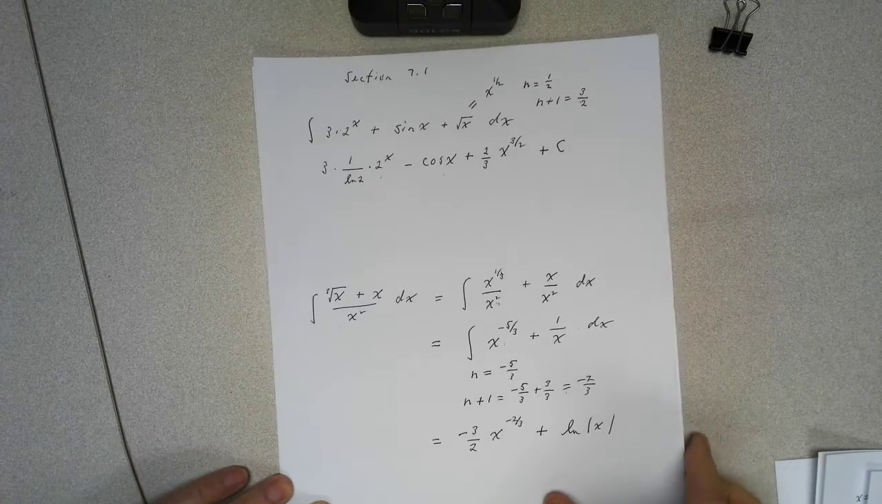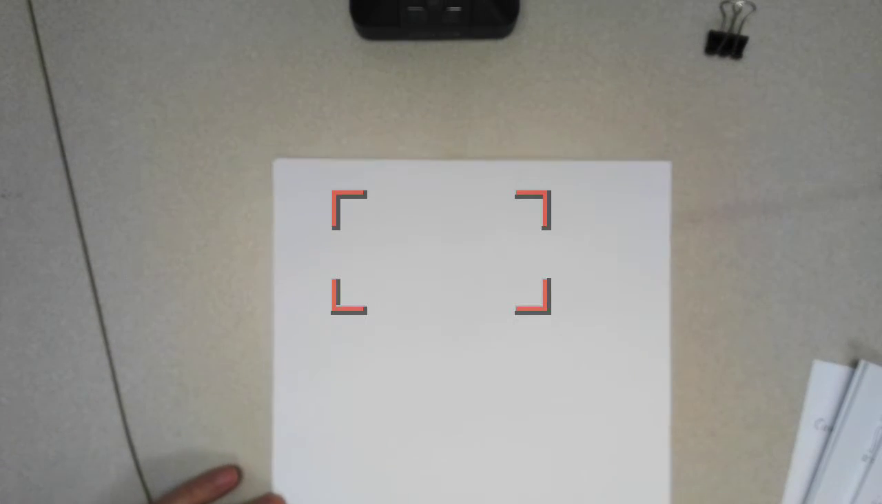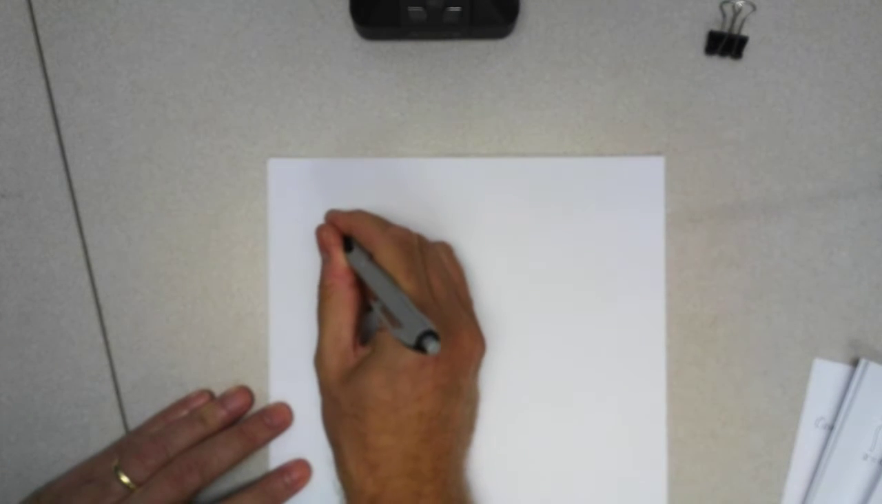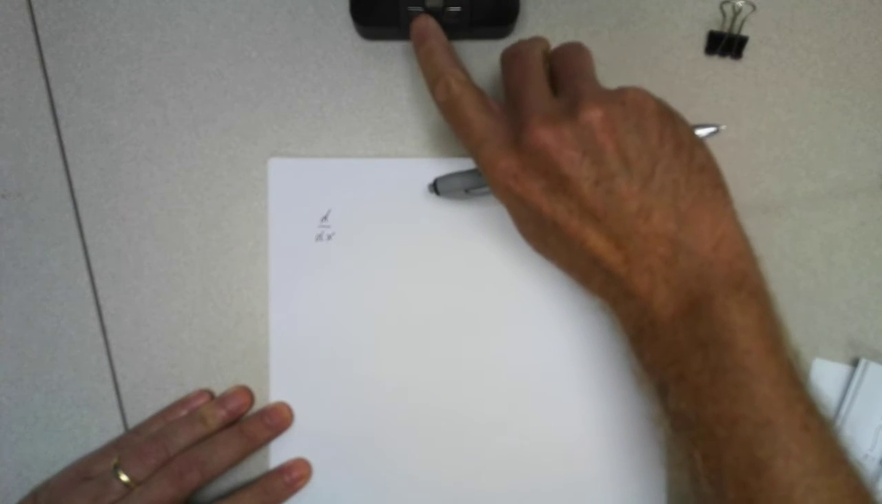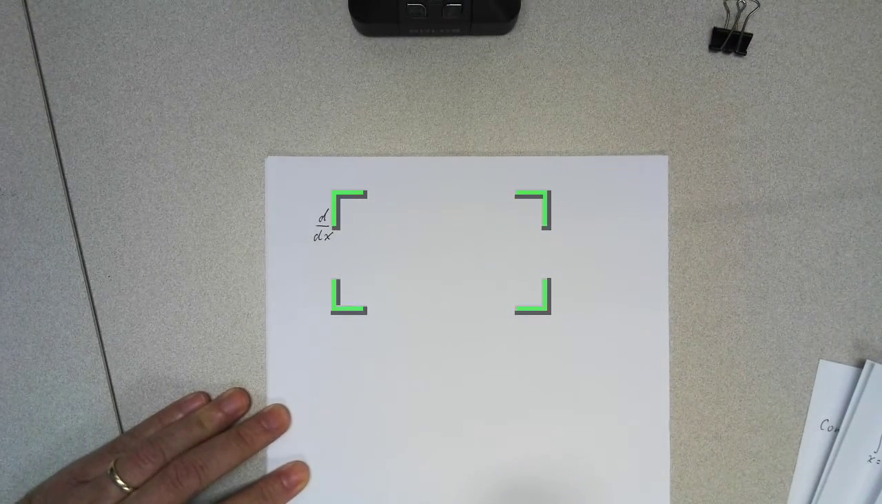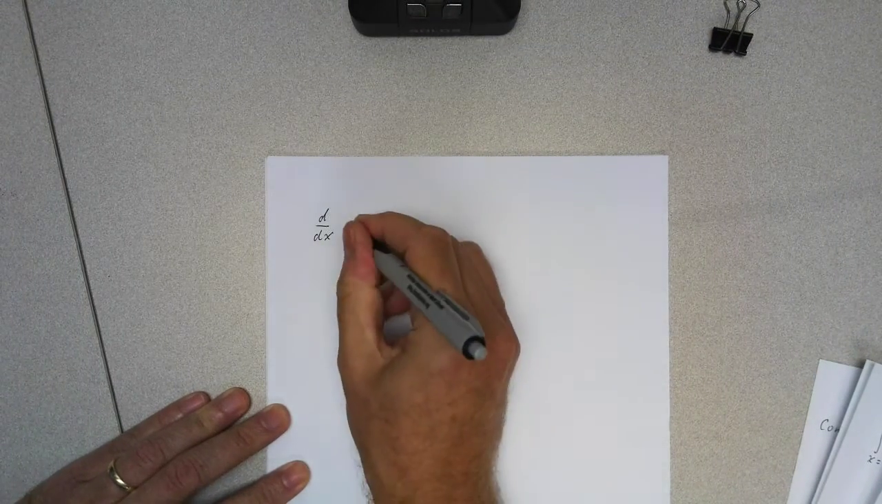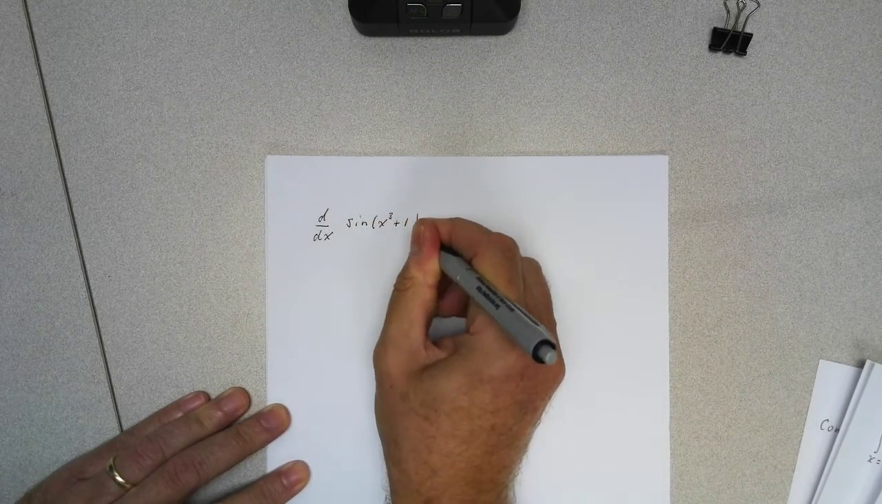Okay, now if algebra doesn't work, we need to use a different technique, and that's the goal of section 7.1. To use this technique, we need to be able to use the chain rule proficiently. So I'm going to start with a simple function: the derivative with respect to x of sine of x to the 3rd plus 1.